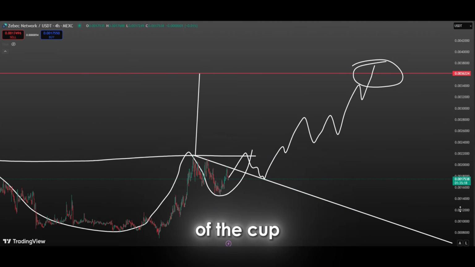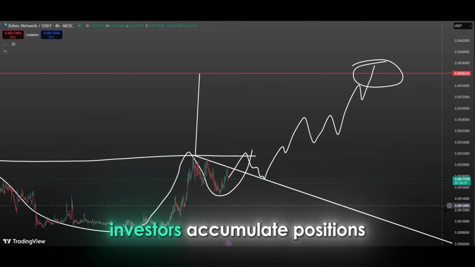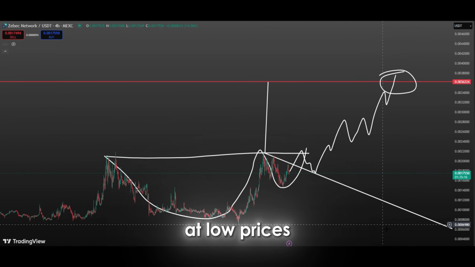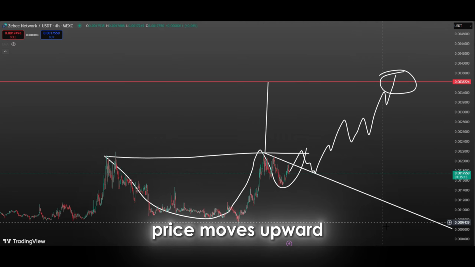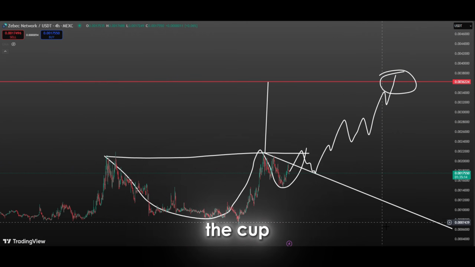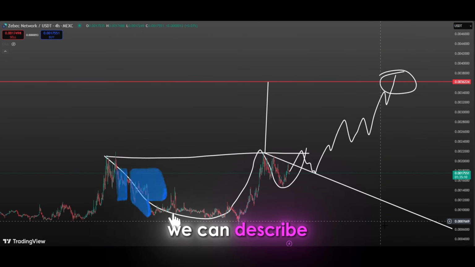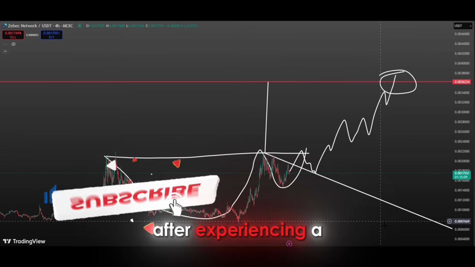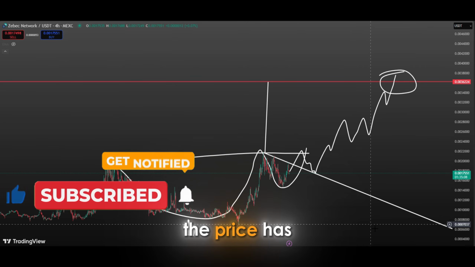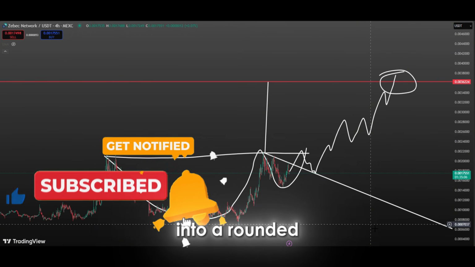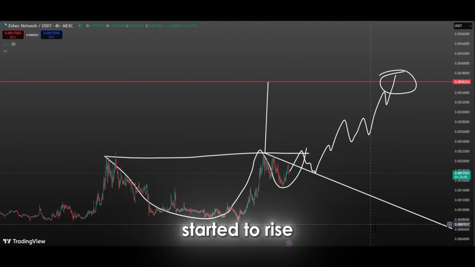As the bottom of the cup gradually moves upward, investors accumulate positions at low prices. Over time, the price moves upward to form the right side of the cup, developing symmetrically to the decline that formed the left side. In the current situation, we can describe exactly such a pattern.